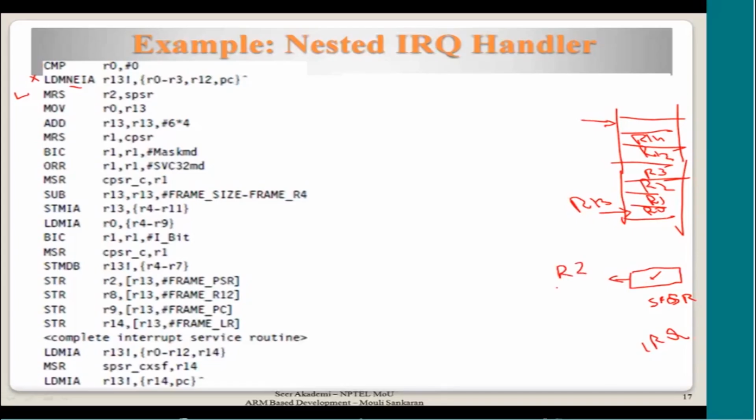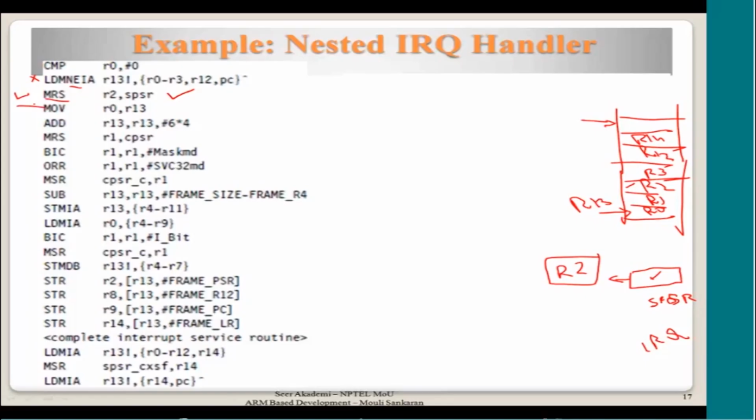Now you may wonder, how can you overwrite R2? Correct, I told you that you should not overwrite any register without saving it. Please remember, you have saved it. R2 is saved in the stack, so we are free to overwrite R2. So SPSR is copied into R2 because you have to use the MRS instruction. We can't access the SPSR or CPSR directly. So it is fine. I hope this is understood.